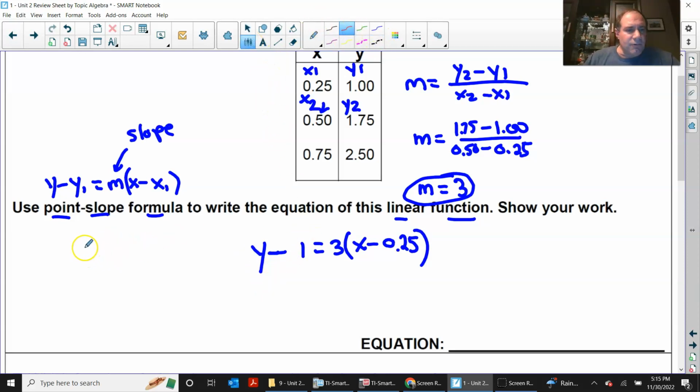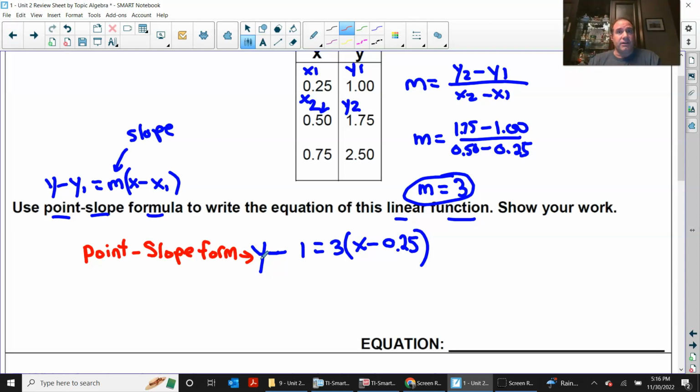I'm going to put down what this is. This is point slope form. That's the point slope form. If they wanted the equation in point slope form, they would tell you.